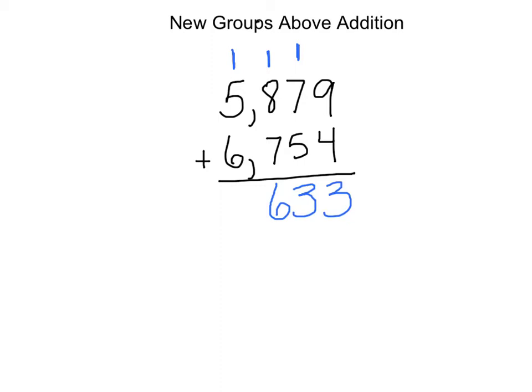Now we take that 1,000 and we add it to the 5,000 and the 6,000 that are there. 1 plus 5 is 6, plus 6 is 12. And in this case, since we have no other place values to add, that 12,000 just goes right down into the sum area. We have a sum of 12,633. It's called new groups above because when we regroup numbers, we're moving them above the column of the place value they belong to.